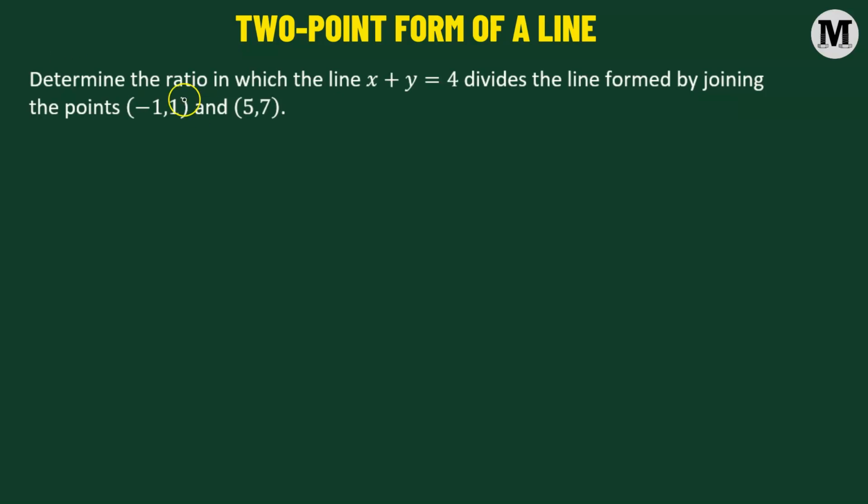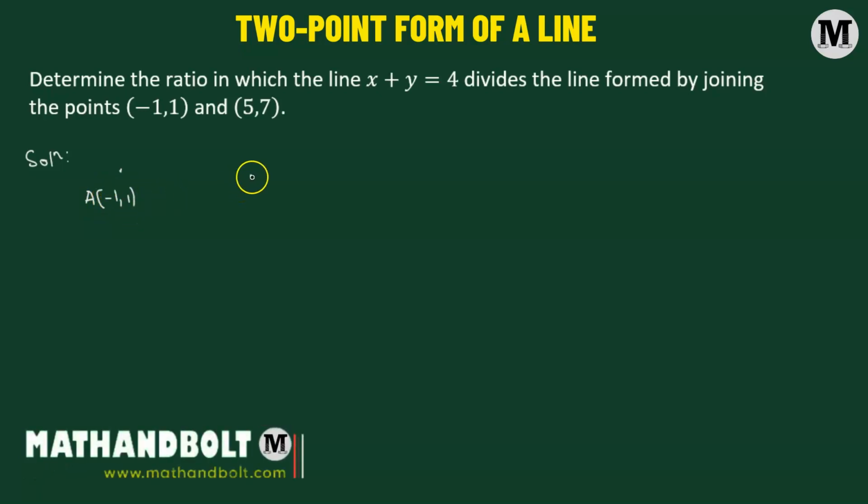Determine the ratio in which the line x plus y equals 4 divides the line formed by joining the points (-1, 1) and (5, 7). Let us begin. Here we'll consider 2 points. Point A has the coordinates (-1, 1).